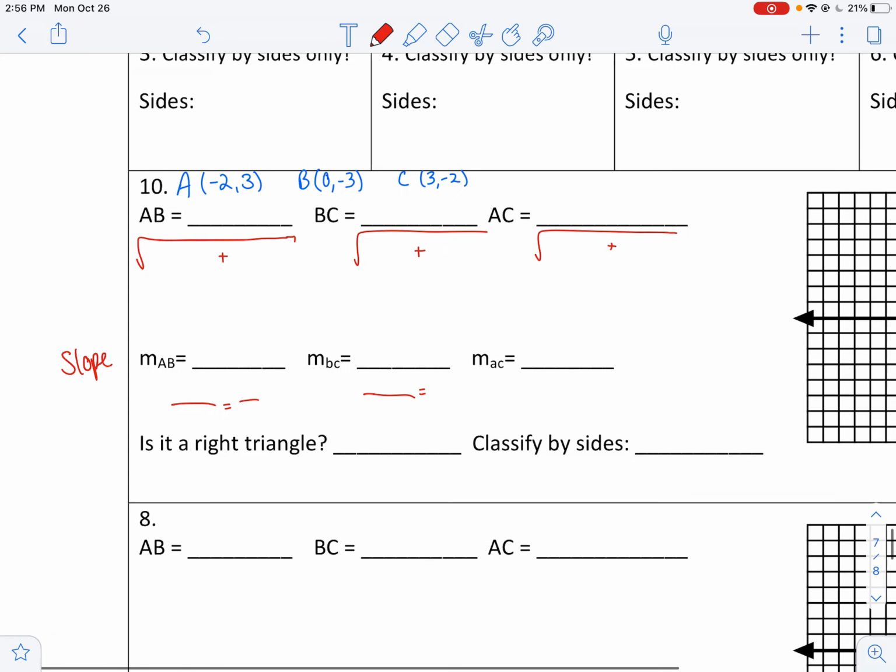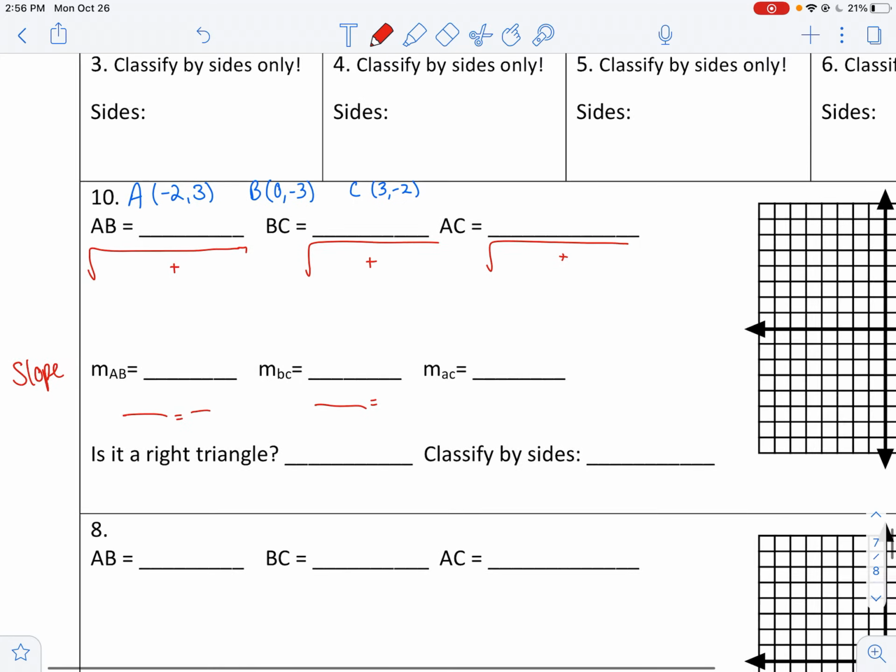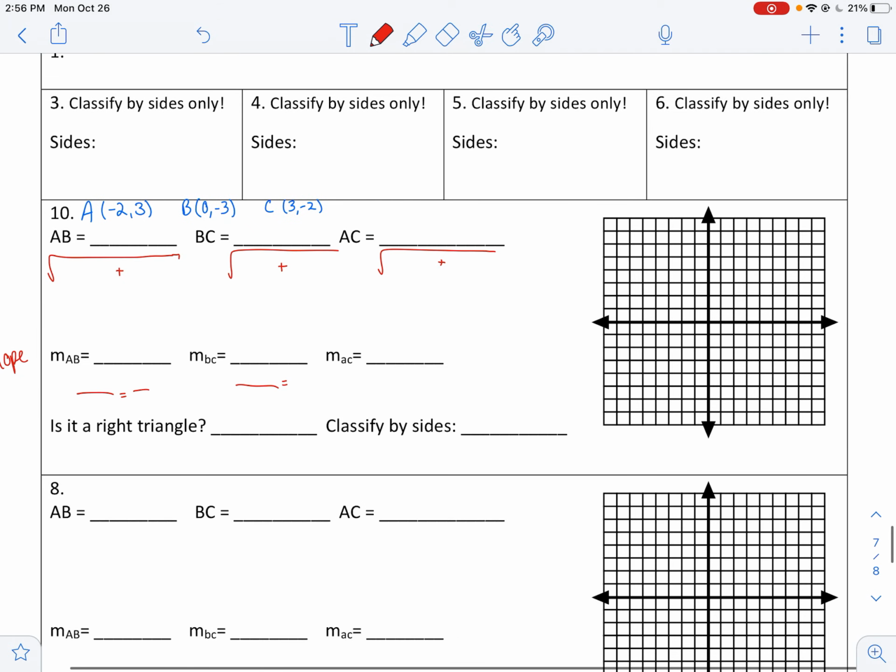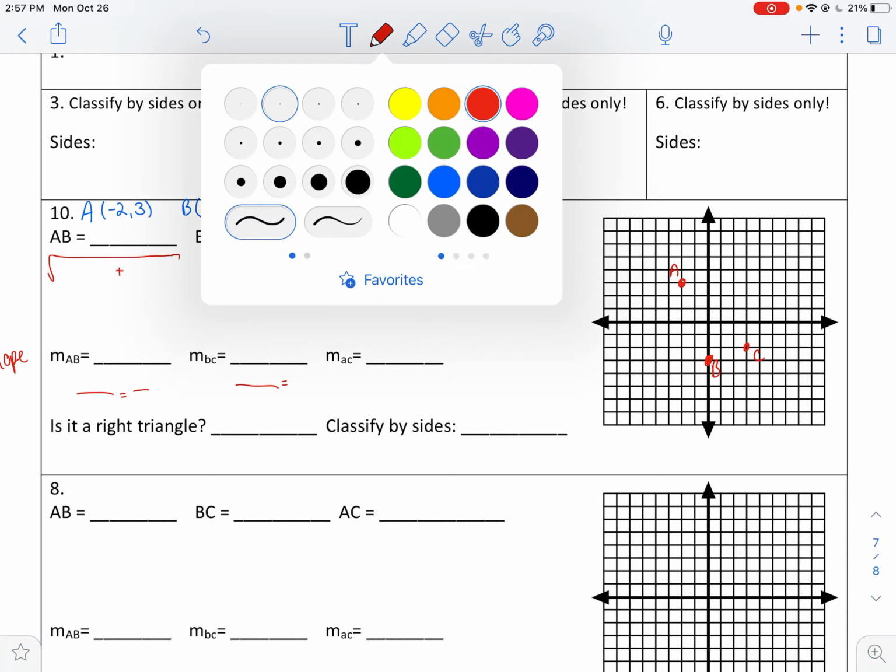Hey, good morning. Let's talk about number 10 and number 8. So I've got these points: A, negative 2, 3; B, 0, negative 3; and C, 3, negative 2. So these are my 3 points.